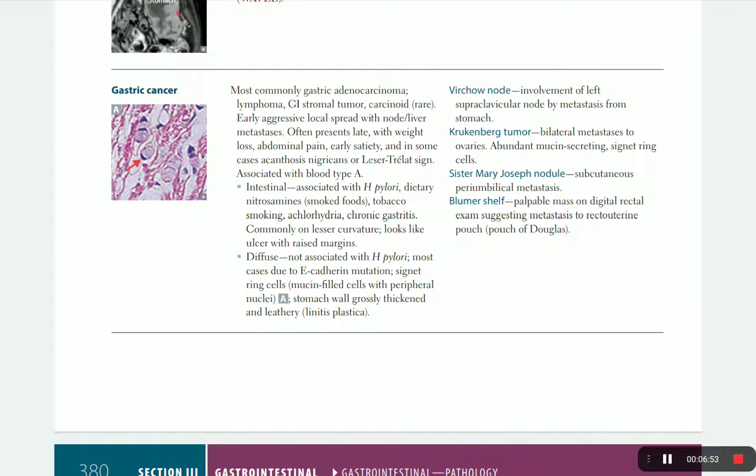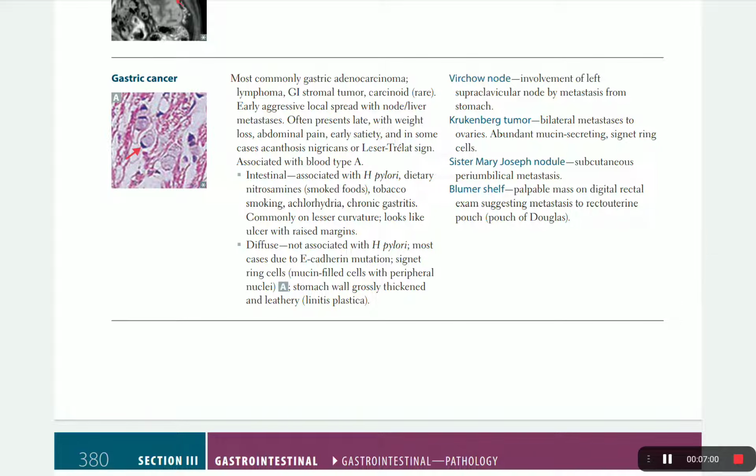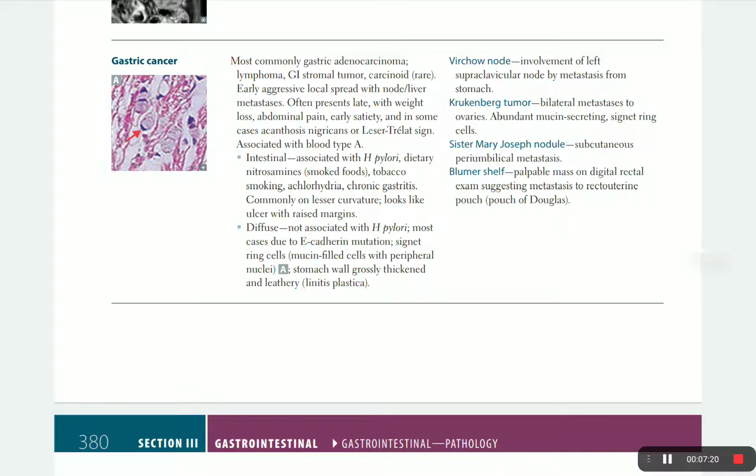The last topic in the gastric pathology is gastric cancer, most commonly gastric adenocarcinoma. We said in the esophagus it may be squamous cell carcinoma or adenocarcinoma depending on the site of the cancer. If it's in the lower third, it will be adenocarcinoma, but if it's in the upper third, it will be squamous cell carcinoma. Here, most commonly adenocarcinoma, and then lymphoma, GI stromal tumor, or carcinoid, which are rare. Early aggressive local spread with node and liver metastasis.